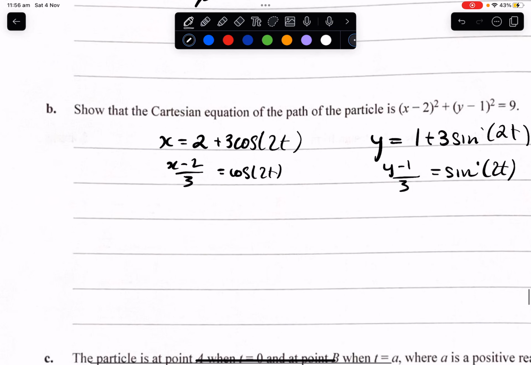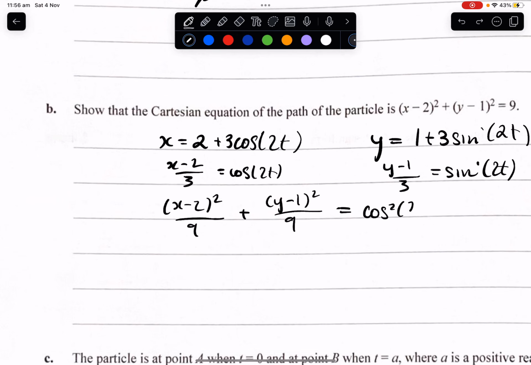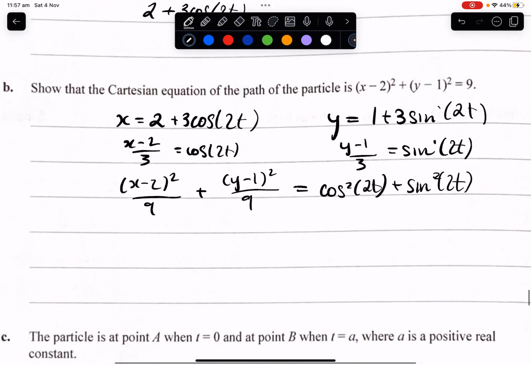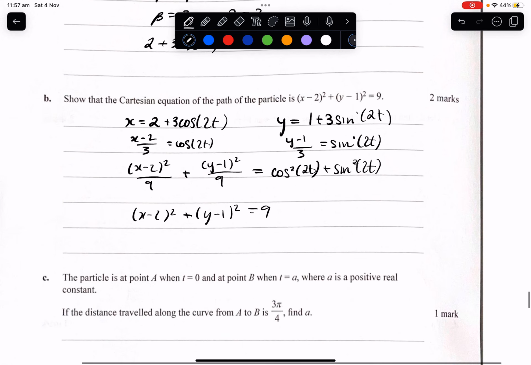So if you square both sides, you get (x minus 2) squared on 9 plus (y minus 1) squared on 9 is equal to cos squared 2t plus sine squared 2t. And so (x minus 2) squared plus (y minus 1) squared is equal to 9, which is good. That means both parts are right.